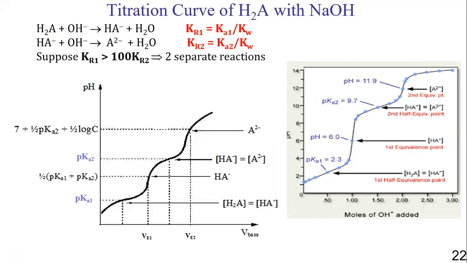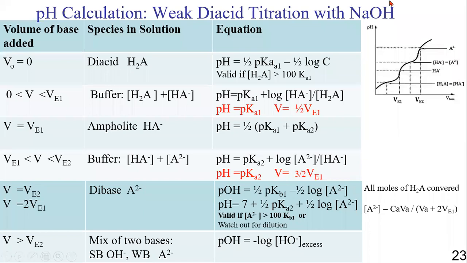Ka1, then we can simply use the equation which says pH equals half pKa1 minus half log the concentration of that acid. Under what validity conditions can we use this? This is when the concentration of the acid is greater than 100 Ka1. So that's at the initial point where I've added 0 milliliters of NaOH.